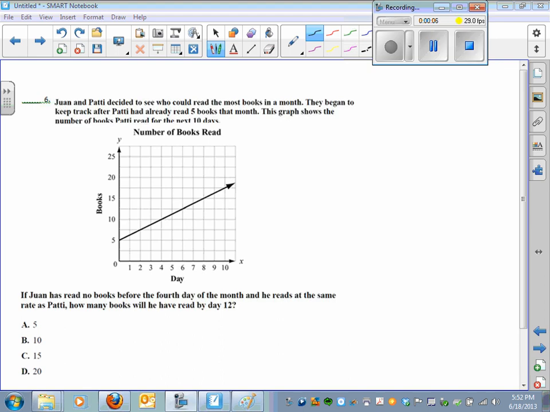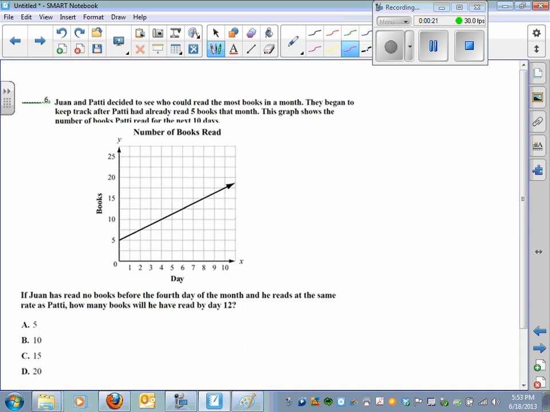Okay, this is your EOCT practice problems. Specifically, these are the problems the state said most kids had trouble with. Okay, and so we're going to try to get through these and see if we can give you a better idea of what it is that you're supposed to know and be able to do.